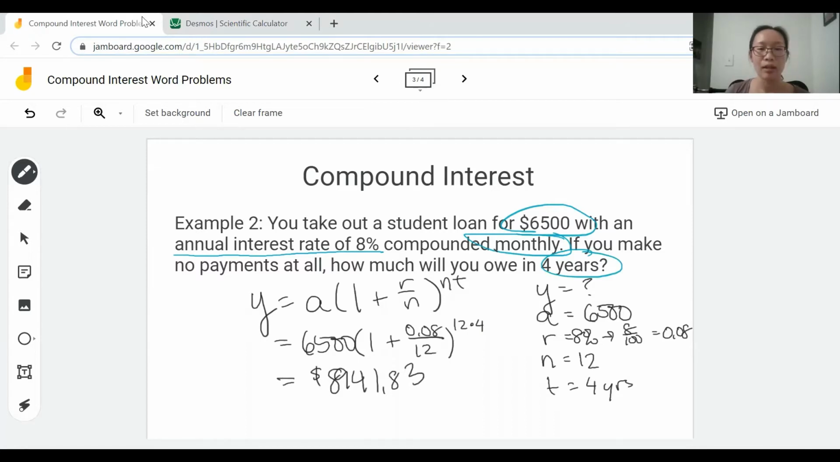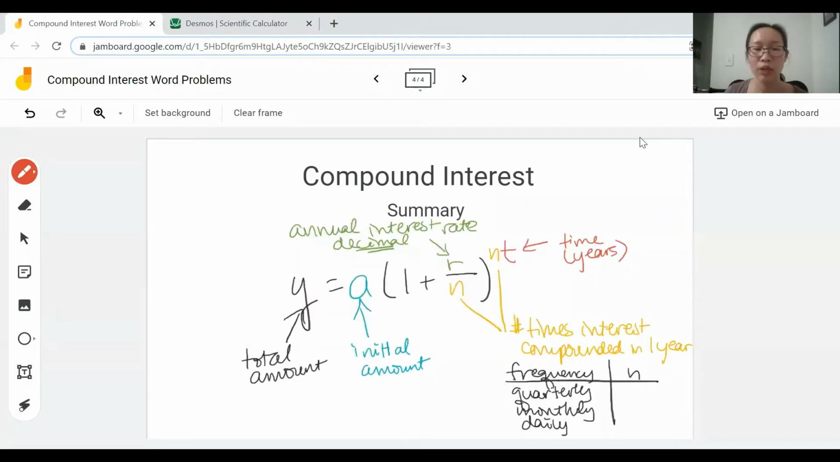Let's summarize. When we are working with compound interest, we are dealing with the equation y is equal to a times 1 plus r over n to the nt. Your y represents your total amount, your a is your initial amount, your r is your annual interest rate expressed as a decimal, your n is the number of times interest is compounded every year. So for example, if it's compounded every quarter, there's 4 quarters in a year. If it's compounded monthly, there's 12 months in a year. If it's daily, there's 365 days in a year. And your t is your time in years.